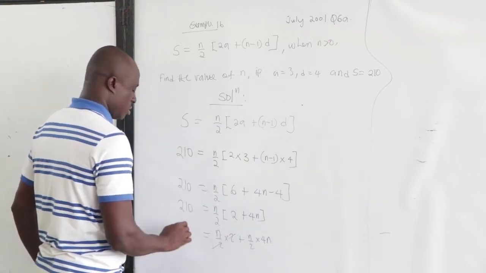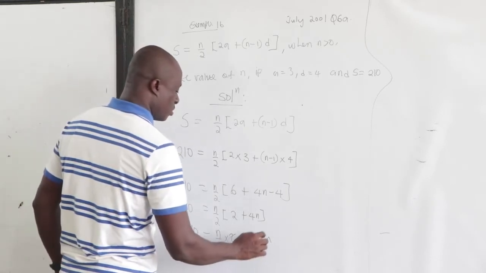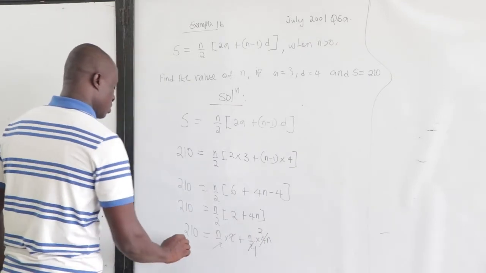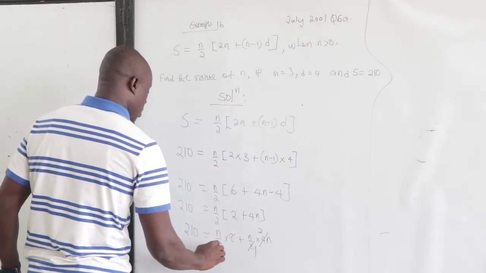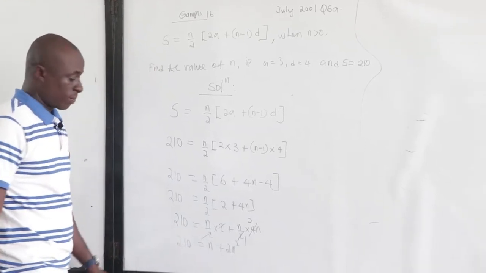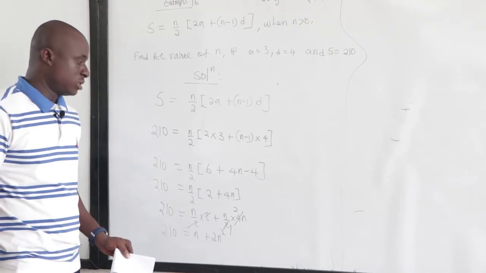Now this will cancel this. We have 210. 2 go into itself 1. 2 go into 4. That is 2 times. So we have 210 n plus 2n square. Now from here, what are we getting? We are getting a quadratic equation.